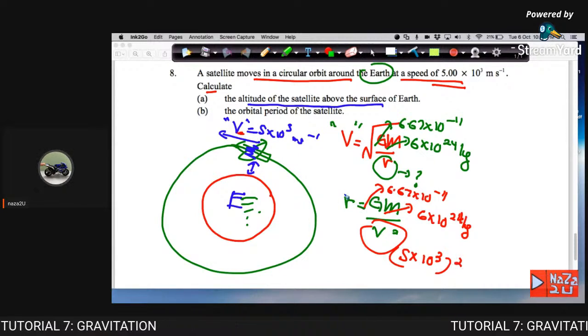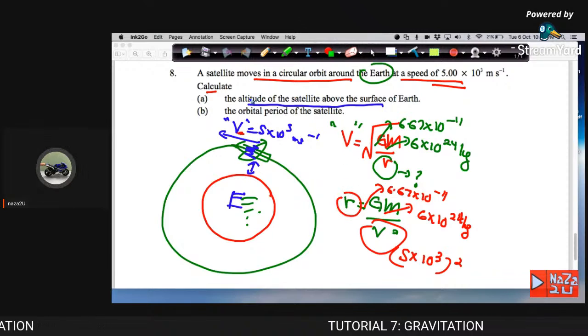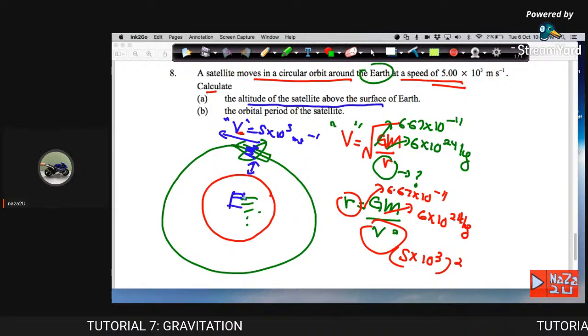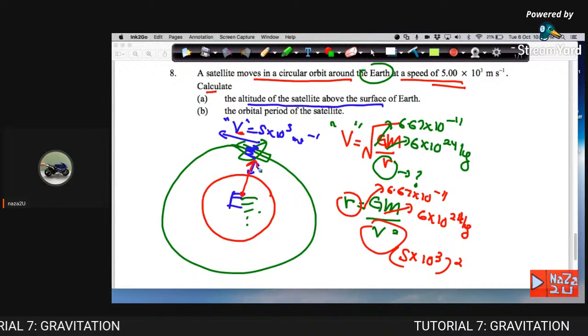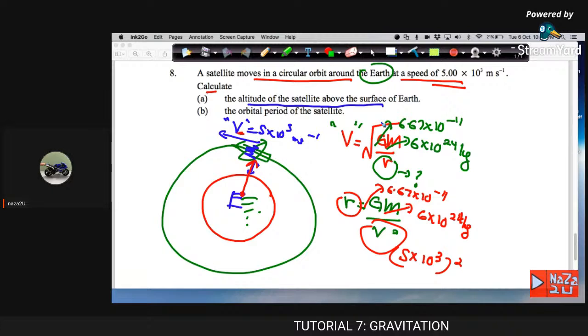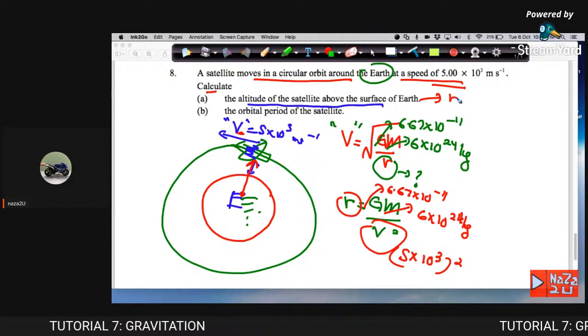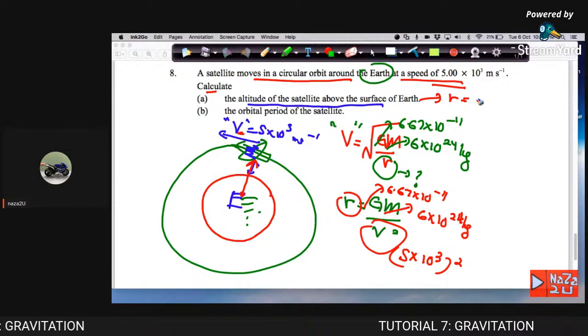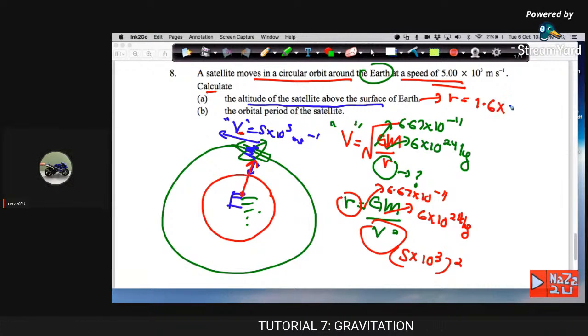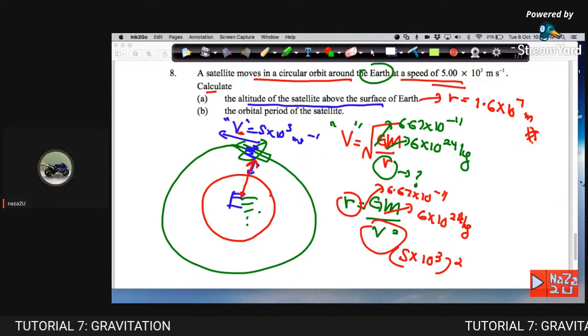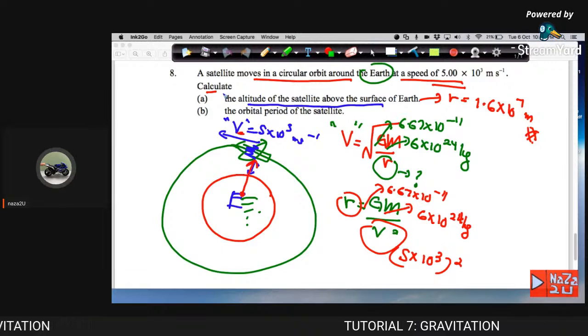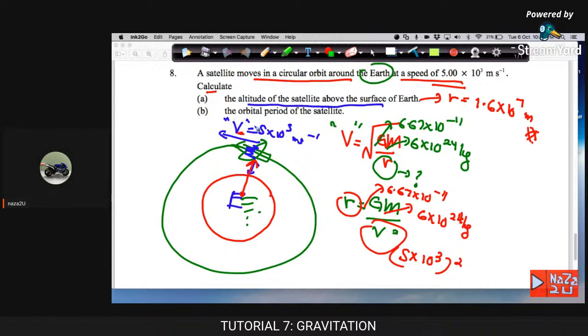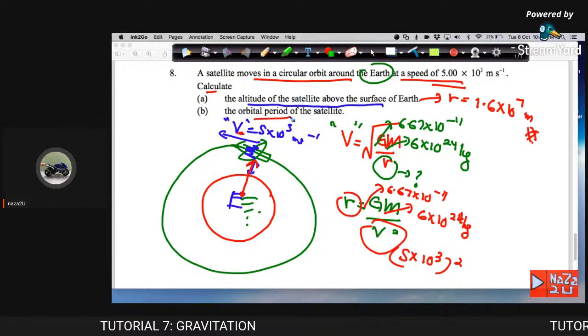So you can use the calculator to calculate the radius, or the distance from the center of the Earth to this satellite. R is equal to 1.6 exponent 7 meter. Okay, class. This is number 8A. Number 8B, orbital period.